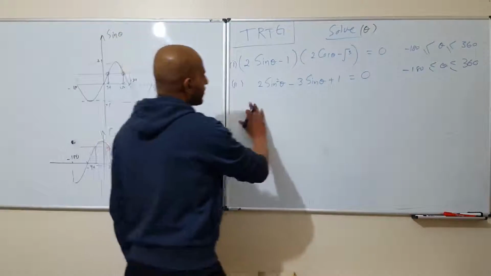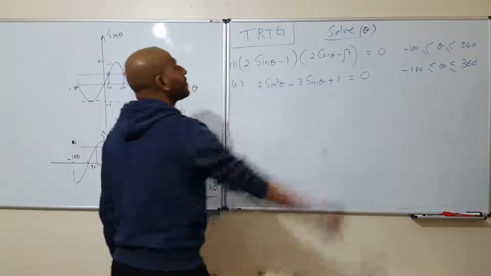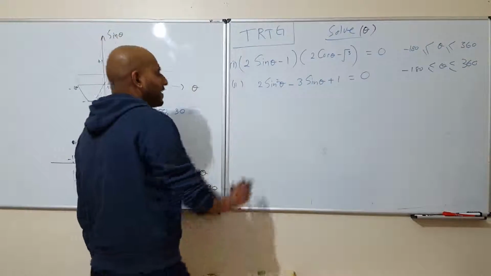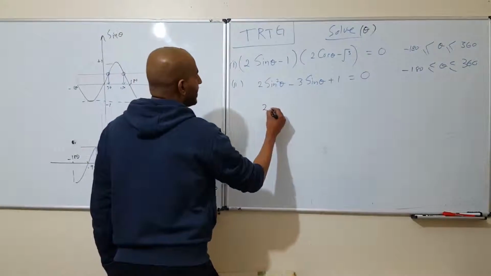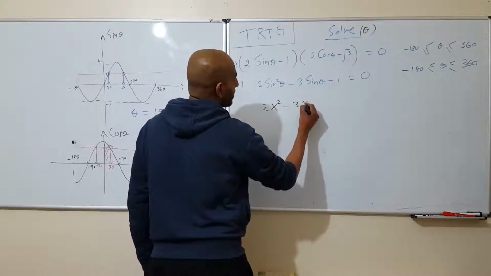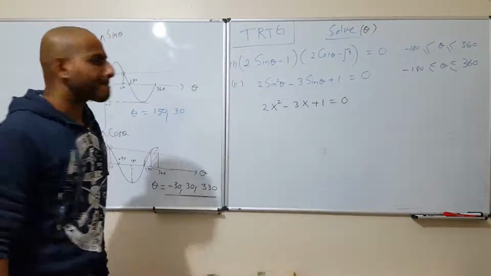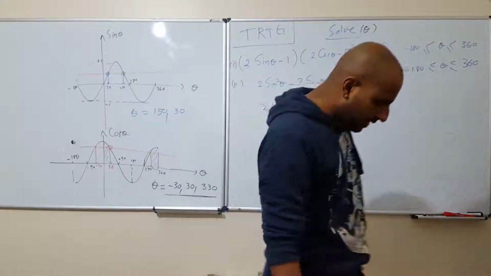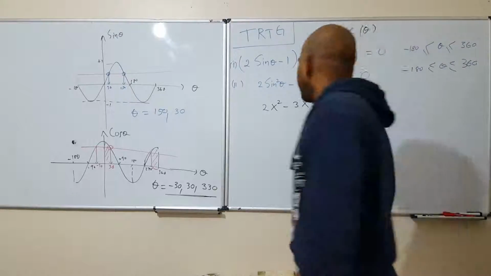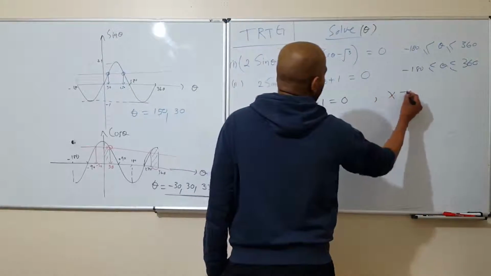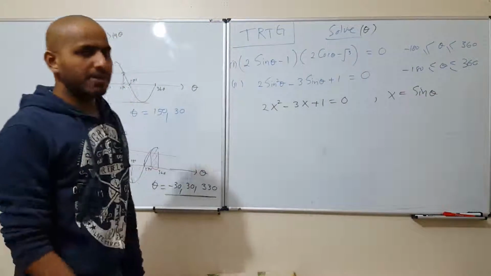Now, let's say this says 2 sine squared theta minus 3 sine theta plus 1 equals 0. Now, let's say this question looked like 2x squared minus 3x plus 1 equals 0. Let's say we try to solve this. What you would do here, you would basically factorize it, wouldn't we? So we can do the same thing. So let's say x equals sine theta. So as a replacement, x equals sine theta. So we can possibly factorize it if we can.